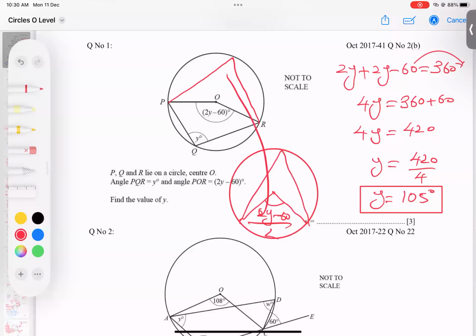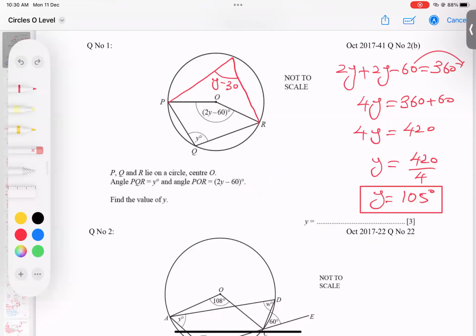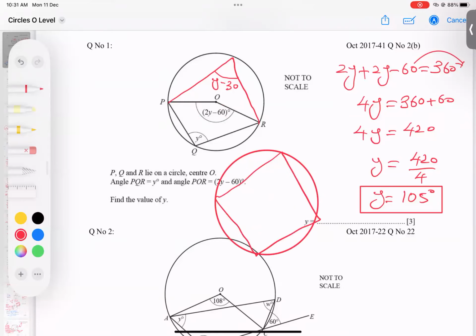So can I say this is y minus 30? Yes. Dividing 60 by 2 gives 30. So the angle at the center and the angle at the circumference are done. This rule is okay. Now let's apply the second rule. All of you are familiar with this, students: this is a cyclic quadrilateral.